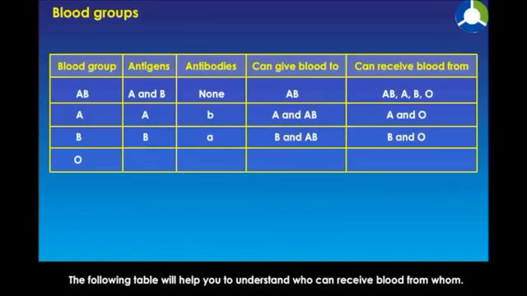Blood group O. They do not have any antigens and contain antibodies A and B. They can give blood to AB, A, B and O. They can receive blood from O.